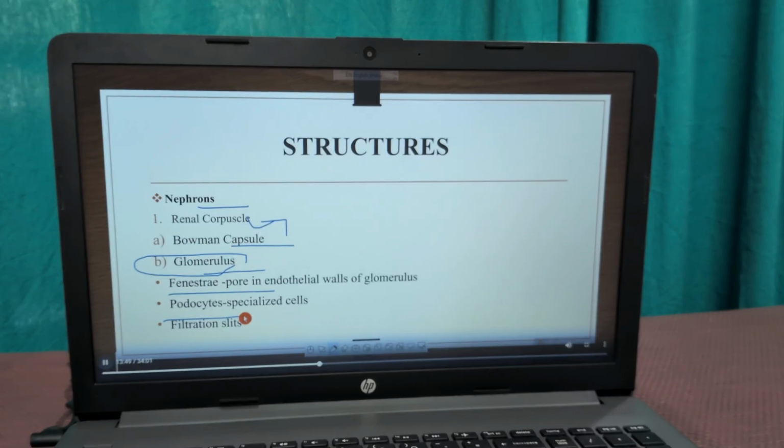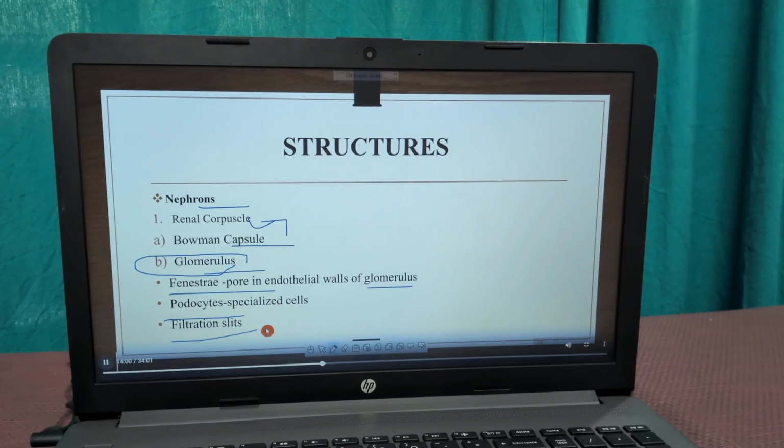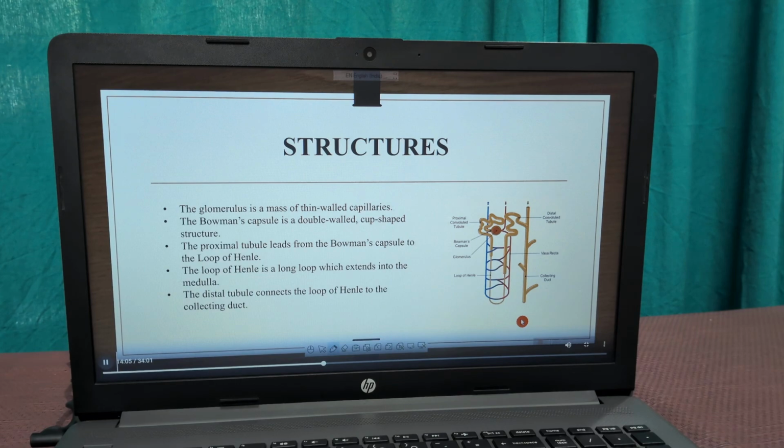Again, the glomerulus consists of fenestrae, podocytes and the filtration slits. Fenestrae are the pores in the endothelial walls of the glomerulus. Podocytes are the specialized cells present in the glomerulus, and the filtration slits help in the filtration of blood in the kidney. So here you can see the structure of the nephron. It is very important. The glomerulus consists of thin-walled capillaries, as you can see here.